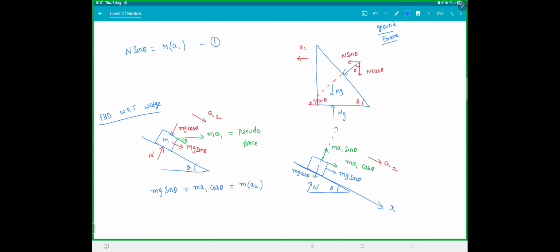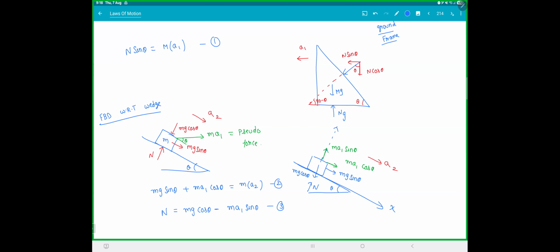What is the normal reaction? Normal reaction is mg cos theta minus ma1 sin theta. It's messed up, there are too many things. This is equation 3 and equation 2. Please check your equations. N is not mg cos theta, because the wedge is also moving, so there will be an acceleration in that direction. So N is actually mg cos theta minus ma1 sin theta.